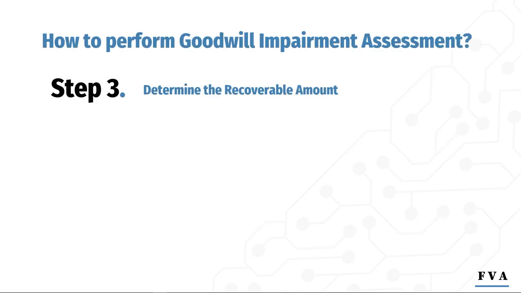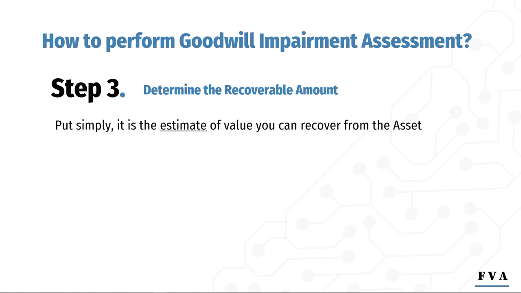Step 3, determine the recoverable amount. Note the word recover in recoverable amount, so it's self-explanatory. Put simply, the recoverable amount is the estimate of value you expect to recover from the asset as of the measurement date. How do you recover value from an asset? In 2 ways. 1, you can either use it, so through use, or 2, you can sell it, so through sale.